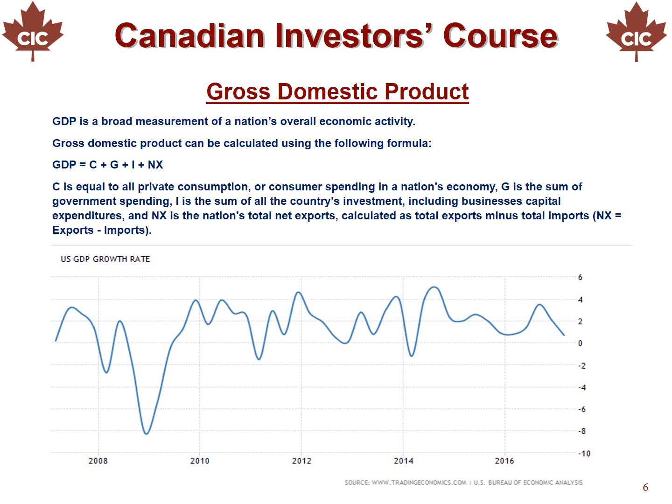GDP can be calculated using the following formula. GDP equals C plus G plus I plus NX. C is equal to all the private consumption or consumer spending in the nation's economy. G is the sum of government spending. I is the sum of the country's investment, including business capital expenditures. And NX is the nation's total exports, calculated total exports minus total imports.